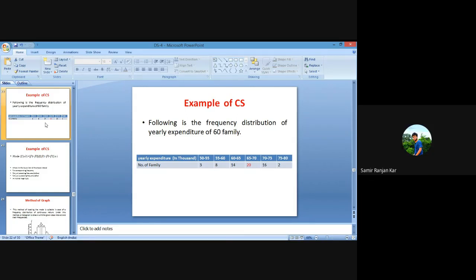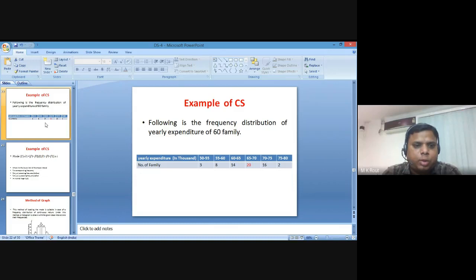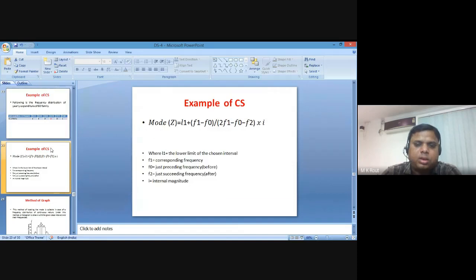Formula. It is better to note down the formula. Don't ask me where the formula is. It is your duty to write down the formula after each session. Here the formula is given: L1 plus F1 minus F0 divided by 2 F1 minus F0 minus F2, into I.